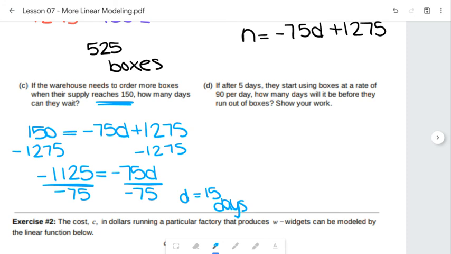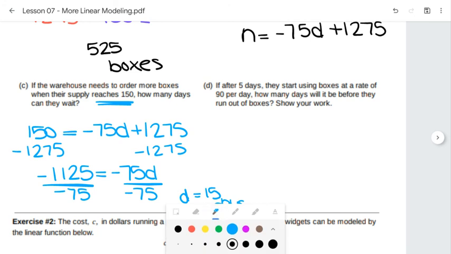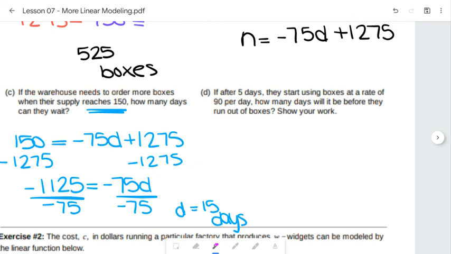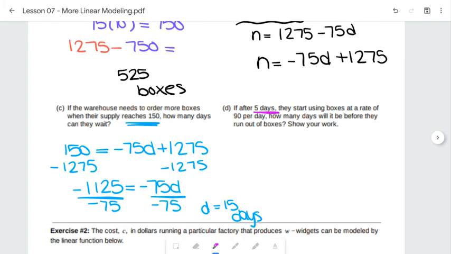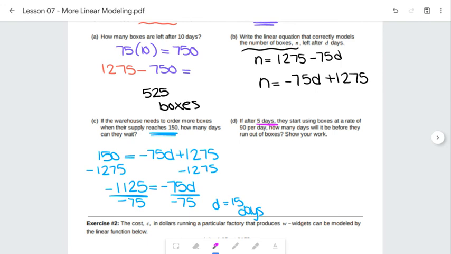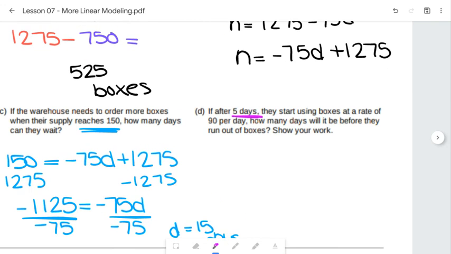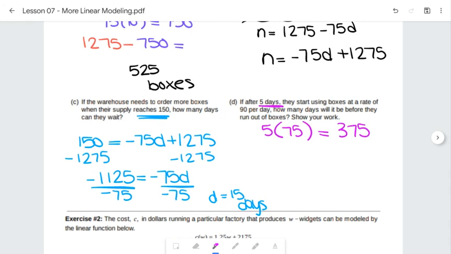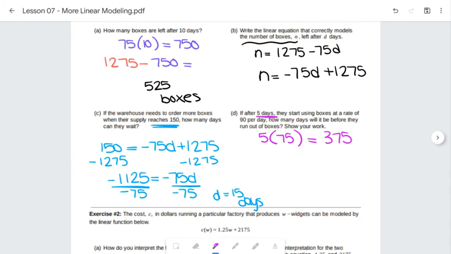If after 5 days they start using boxes at a rate of 90 per day, how many days will it be before they run out of boxes? Show your work. So let's think about this first piece. So after 5 days, they're still doing the normal rate of 75. So 5 times 75, and that's going to equal 375. So that's 375 that will be gone in this case.